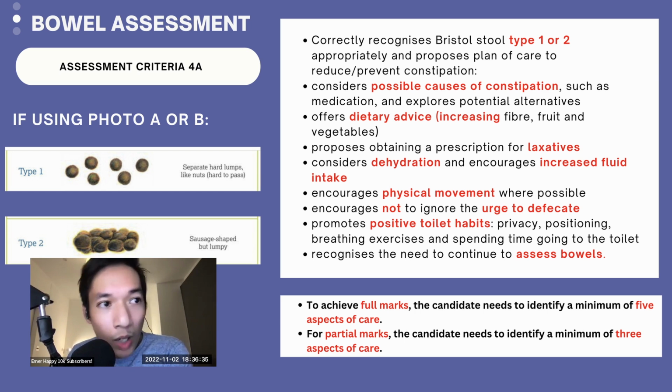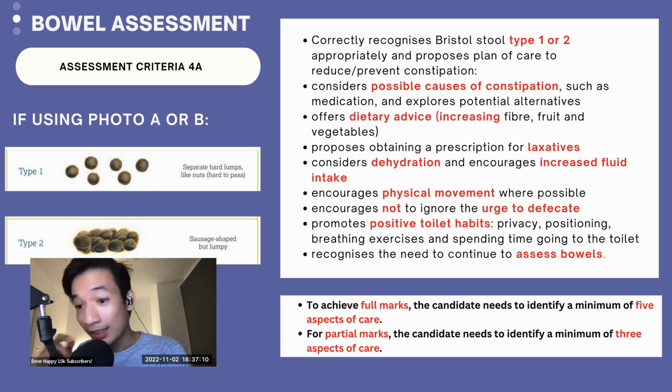Okay. The next one is, of course, to encourage physical movement where possible. Remember, physical mobility, of course, it promotes peristalsis. Okay. And encourage not to ignore the urge to defecate. And lastly, last two, you have to promote positive toilet habits. Going to the toilet should be a positive experience. You promote privacy, positioning, breathing exercises, and spending time to go to the toilet. Okay, it's as if you're just going for a shopping. And you have to recognize the need to continue to assess the bowel of the patient.